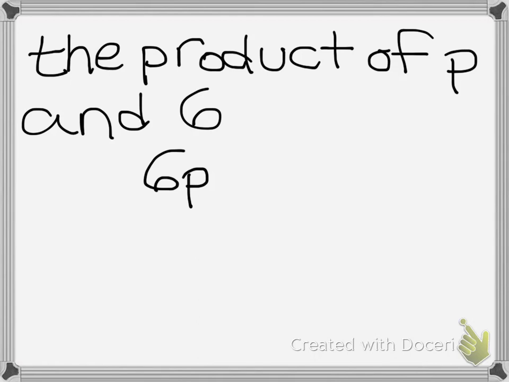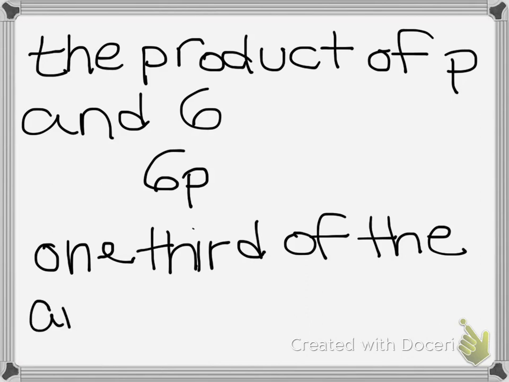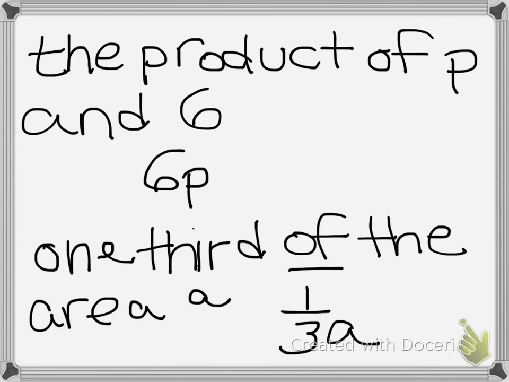Now let's try another one. So this one is playing off of a formula. So you would say 1/3 of the area of A. So the word of usually means multiplication. So you would write 1/3 times A, or just 1/3 A.